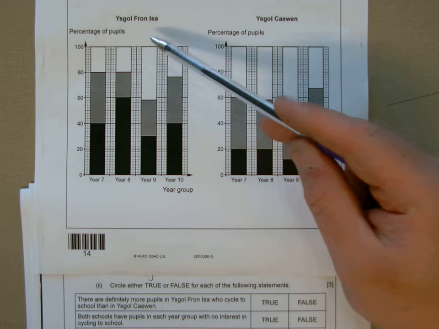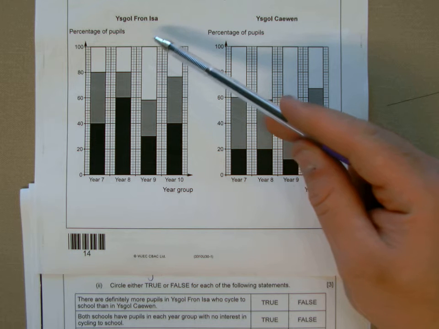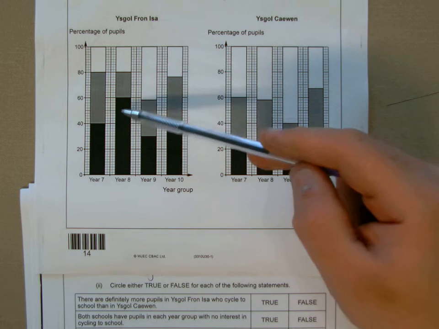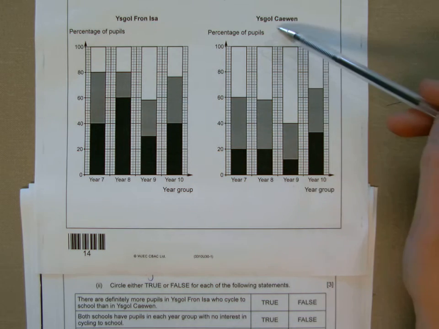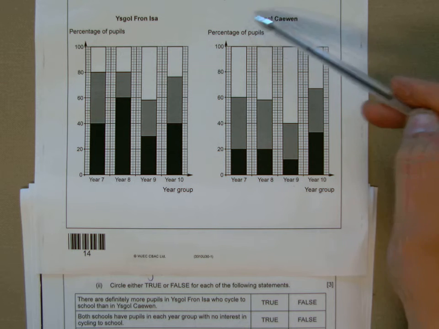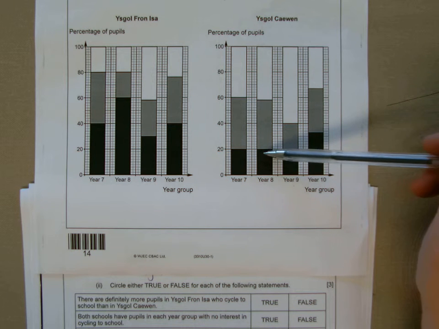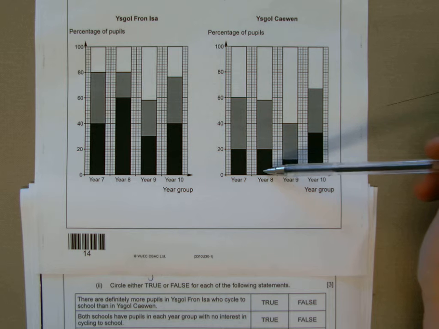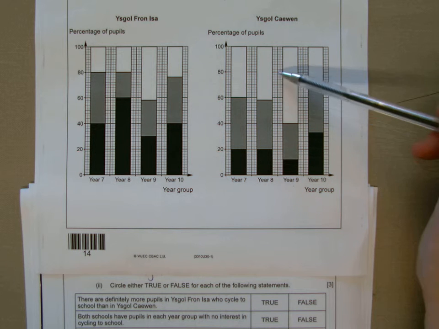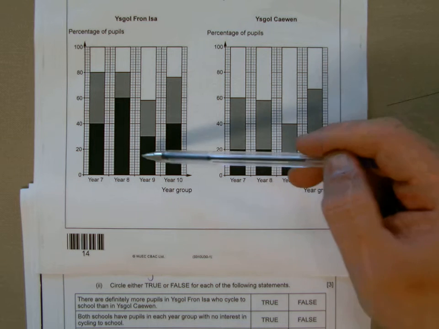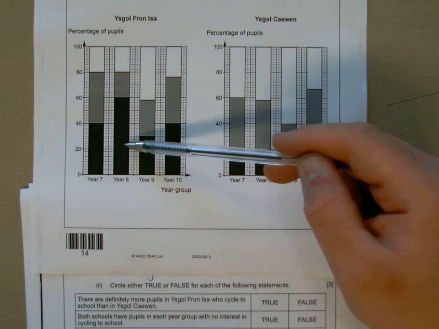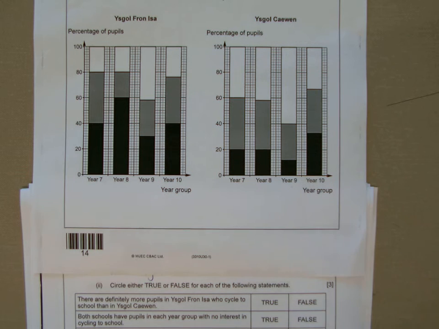But Ysgol Bron Isa could be a very small school. It could be the one that's really small. So 60% of the year group might not be very much. Whereas Ysgol Caerwen could be a very, very big school. So even though only 20% cycle, 20% of the amount of pupils that might be in year 8 could actually be bigger than the 60% here. So remember, percentages don't represent amounts.